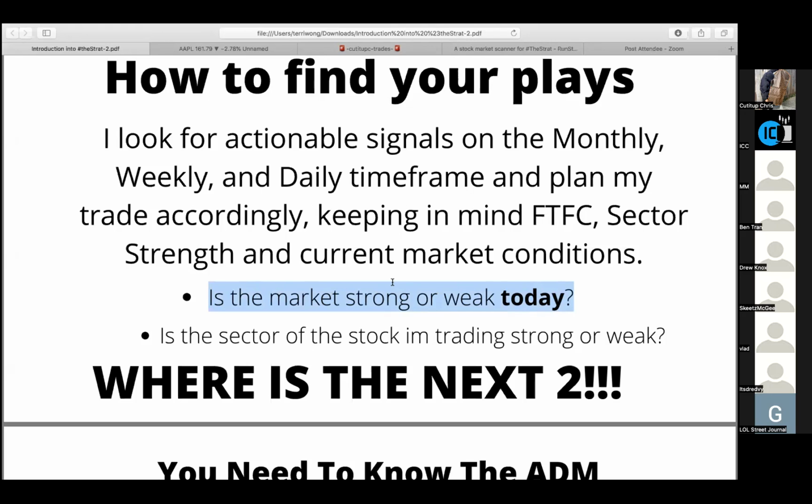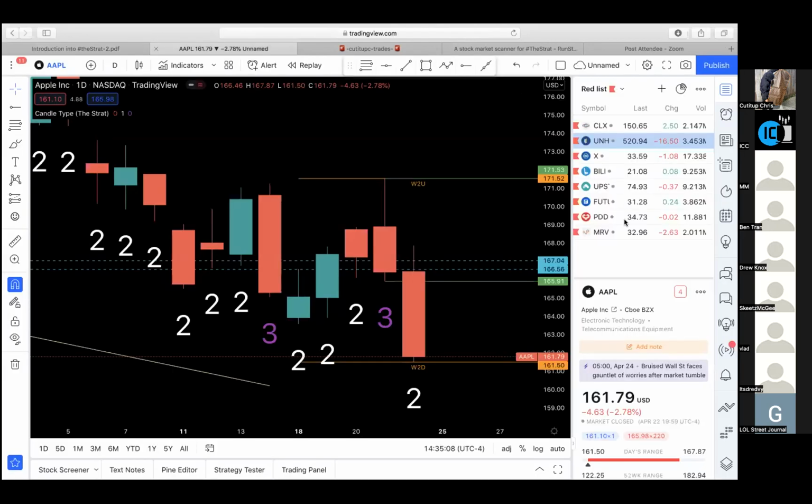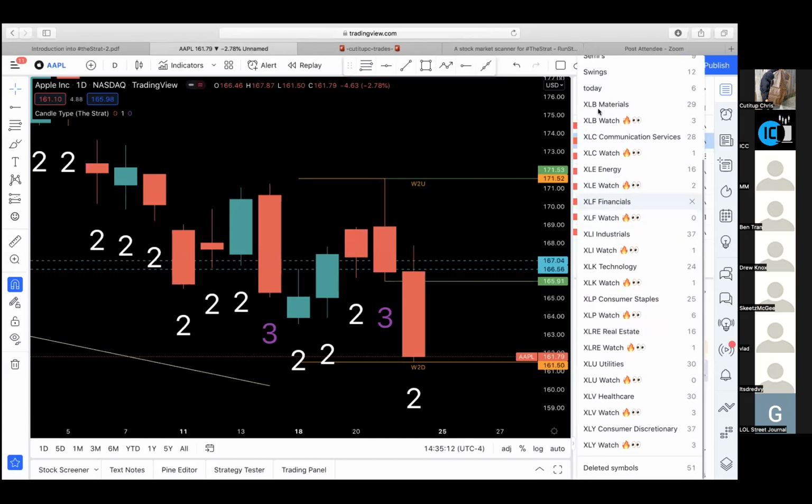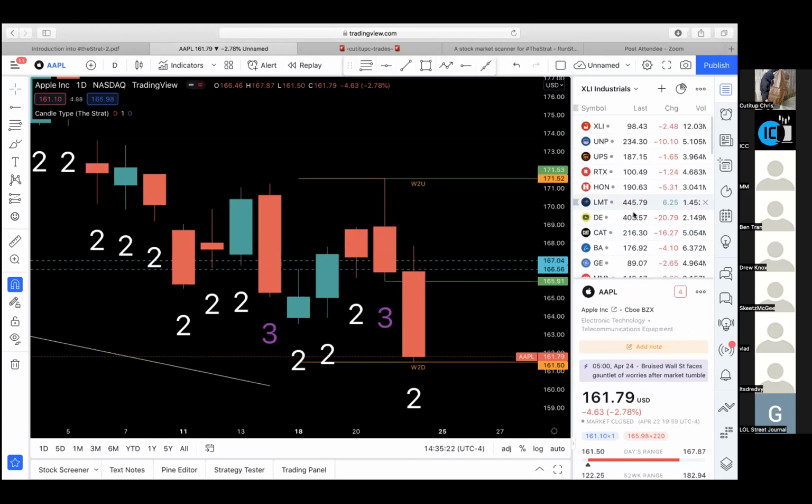If you're trying to trade calls on a red day, you're going against the daily trend. You want to move with the trend of the day. And then it's the sector of the stock I'm trading, strong or weak. What I mean by that is there are all these different sectors in the S&P: XLB, XLE, XLF financials, XLI industrials, and then each sector has weighted names in them.